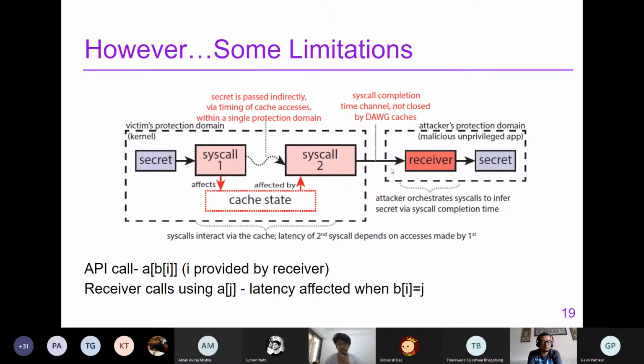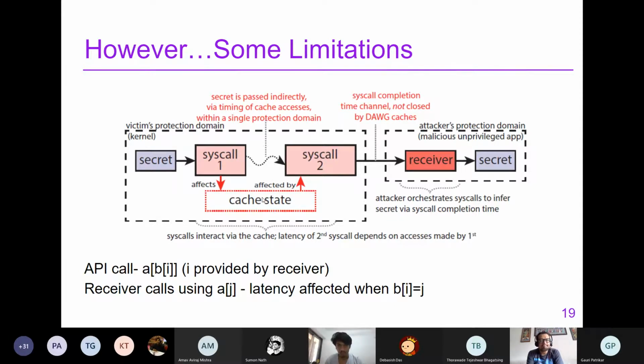So for example, if there is a receiver, then it can do an API call, a system call, which basically, if an i is provided by the receiver, then the API call accesses A of B of i. And the B of i gets accessed in the cache state of the victim.